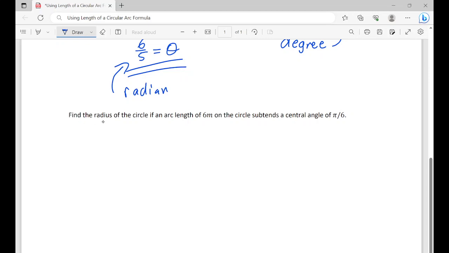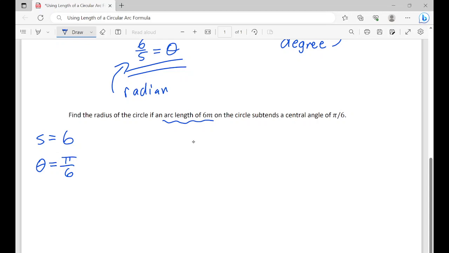Last, find the radius of the circle if an arc length of 6 meters on the circle subtends a central angle of pi over 6. So again, let's pick out what we know. Arc length of 6 meters, so s equals 6. And it subtends a central angle of pi over 6. So that's theta, and it's already in radians. So now I just need to find r.